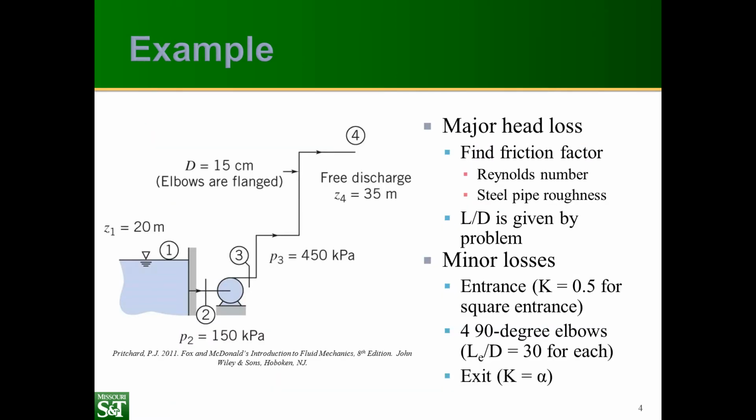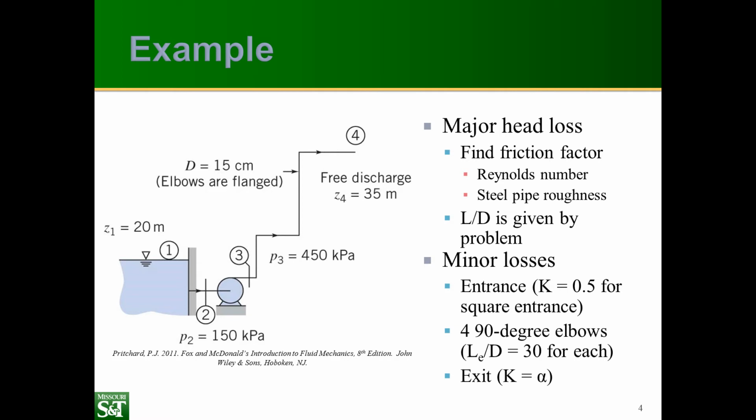Just as a quick example, we'll look at this graph. In this case, we're going to assume that we know the flow rate and we're trying to find the total head loss. So we're starting with the major head loss. We're going to get the Reynolds number from the flow rate and the diameter and so on. And from there, we're going to move to find the roughness of the steel pipe that makes up the system. Once we have Reynolds number and roughness, then we can go to the Colebrook equation or the Moody diagram, and we can get the friction factor.